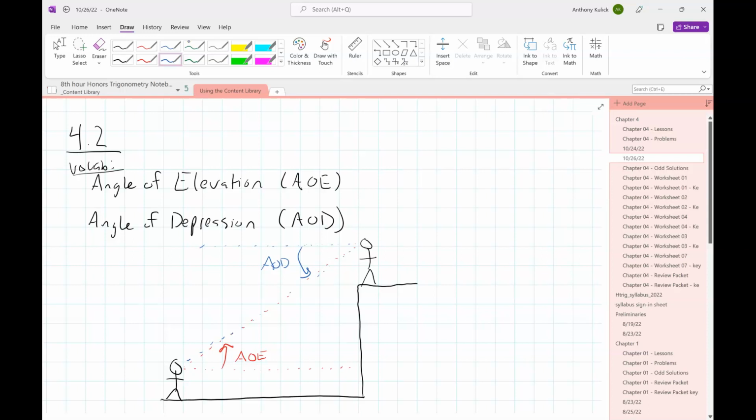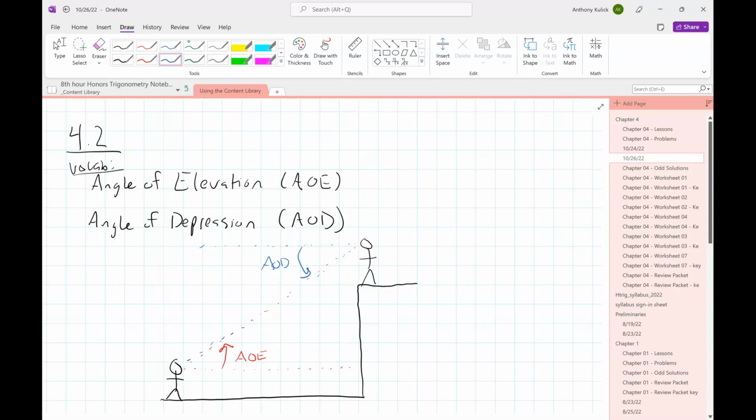Now, what do you notice about my angle of elevation and the angle of depression I've drawn here? Why are they the same? They are alternate interior angles. Those two initial lines of sight are parallel and you're cut by a transversal. Remember geometry? At least you hear that name and it rings a bell. So those two angles that we've drawn there, the AOD and the AOE, would be congruent.